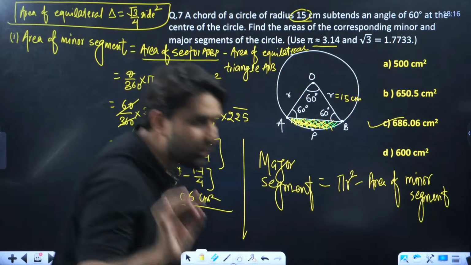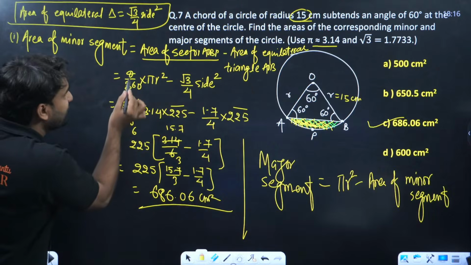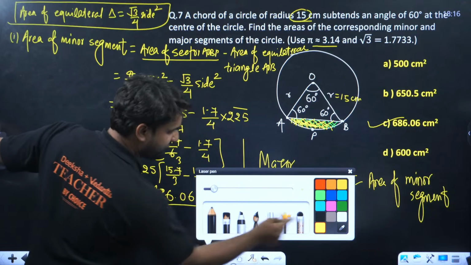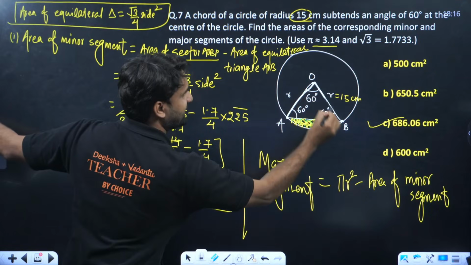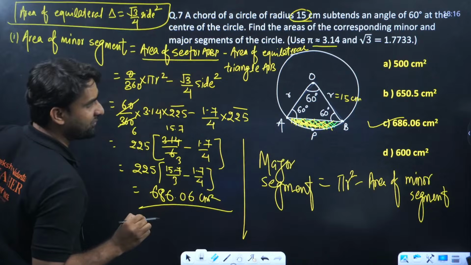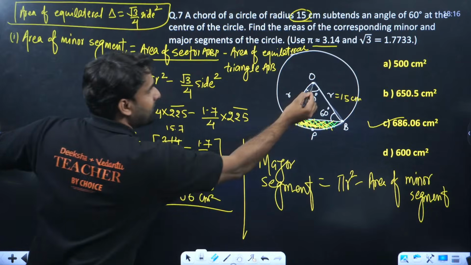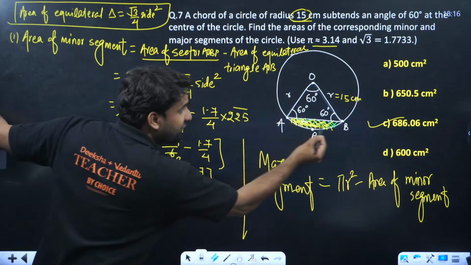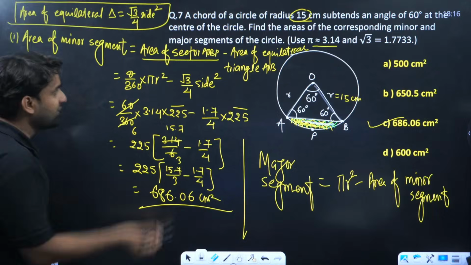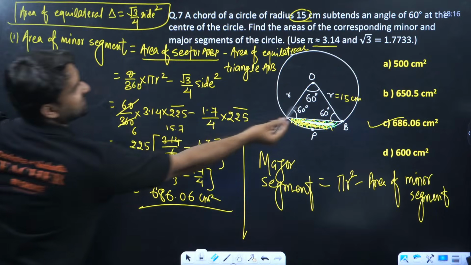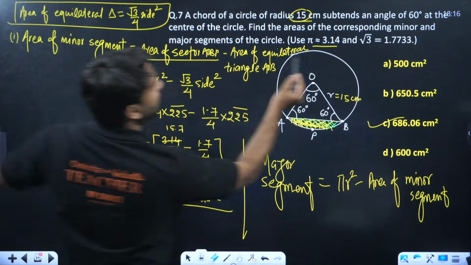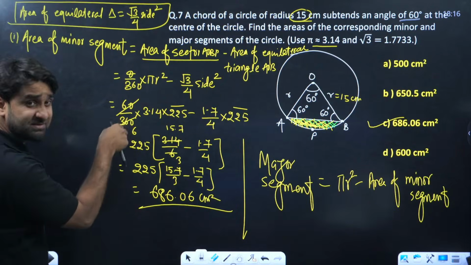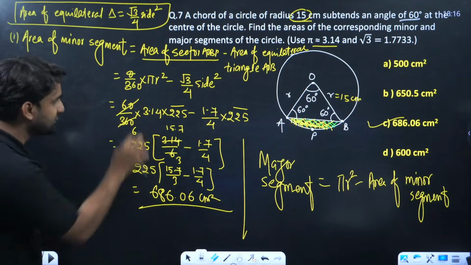The student who couldn't understand well, let me explain again. Theta by 360 pi r square is the area of sector. This is the sector, right? Minus area of triangle. Why? We want area of segment, right? So putting the formula, theta is 60 degree. It is mentioned there. 60 by 360 will be 1 by 6.